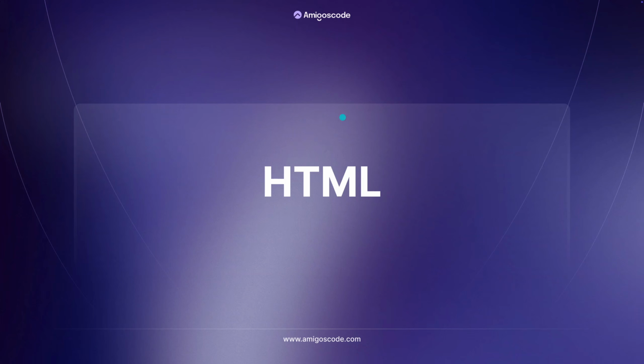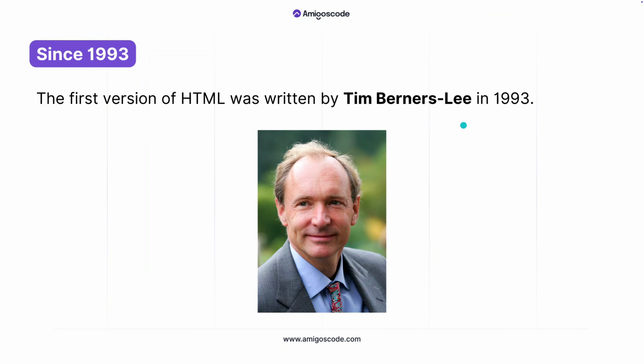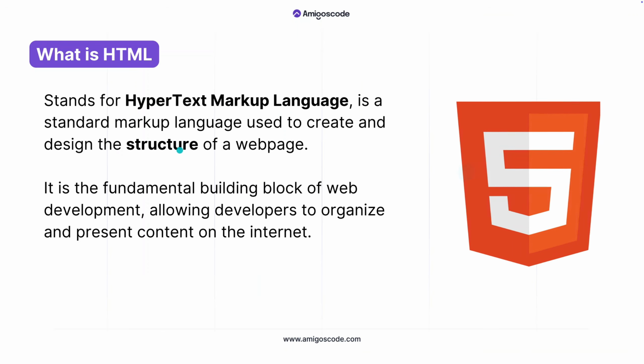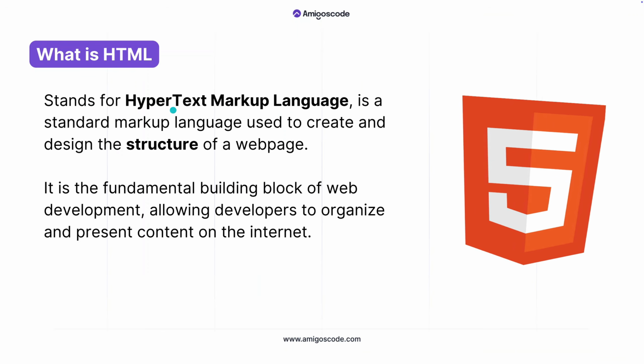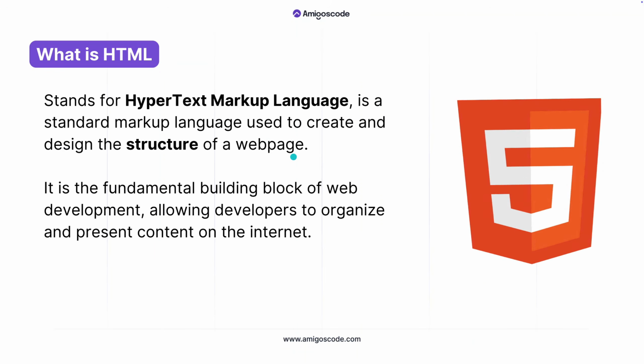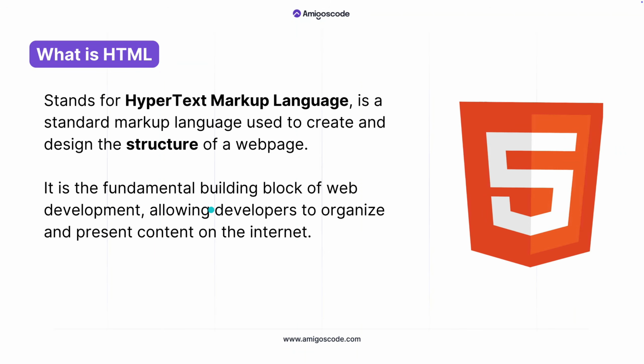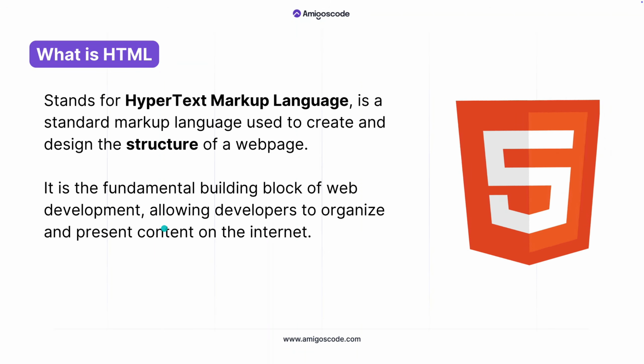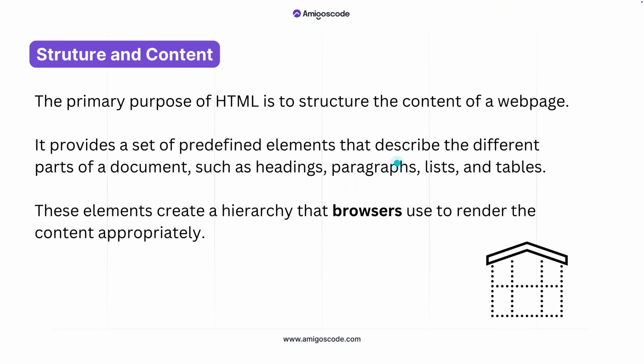Let's begin our journey in terms of learning exactly what is HTML. HTML was written by Berners-Lee in 1993. This was the very first version, and it stands for Hypertext Markup Language, which is a language used to create and design the structure of a web page. So this is very important because it's the building block of web development, allowing developers to organize and present content on the internet. The primary purpose of HTML is to structure the content of a web page.